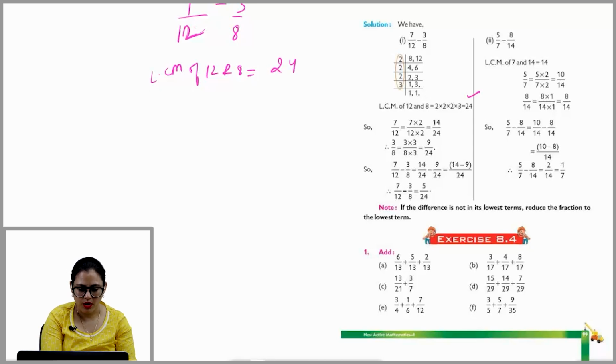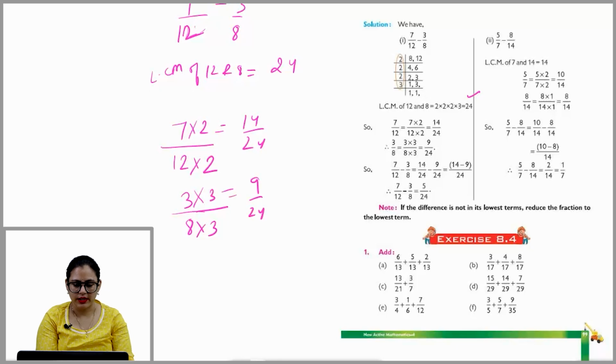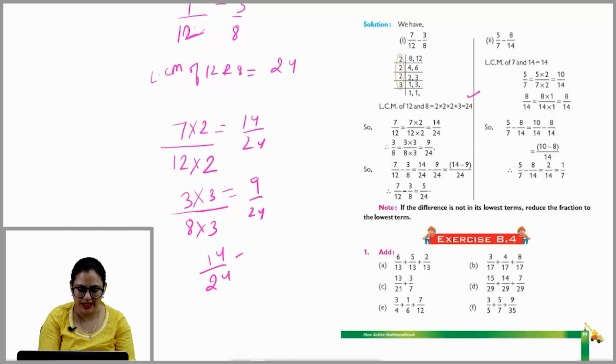Now, in this fraction, we will make the denominator 24 by multiplying it by 2, and we will also multiply the numerator by 2. So, 14 by 24, and next is 3 by 8. We will multiply 8 by 3 and 3 also by 3. So, 9 by 24. Now, let's add, not add, we have to subtract. 14 by 24 minus 9 by 24. So, 14 minus 9 by 24.